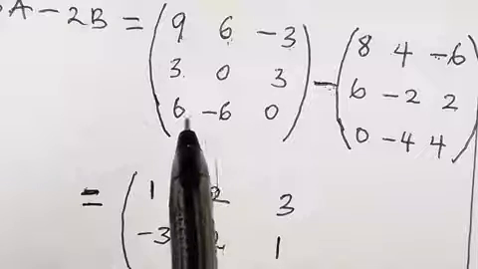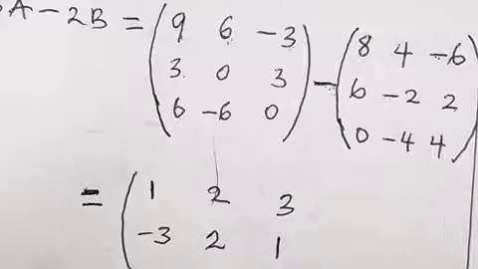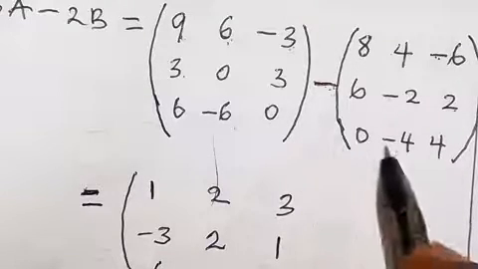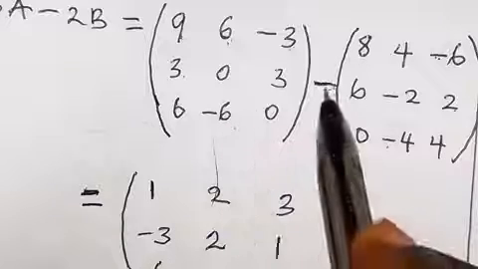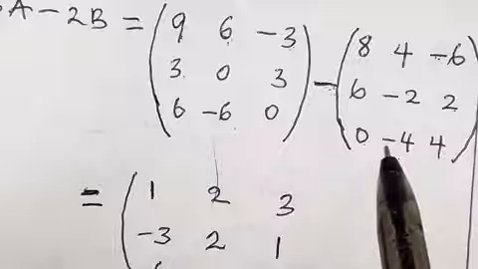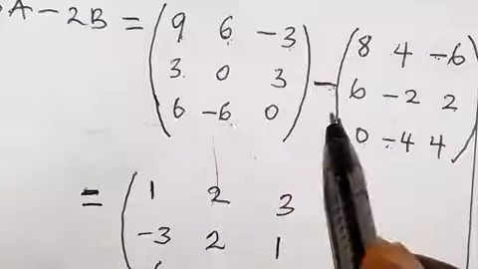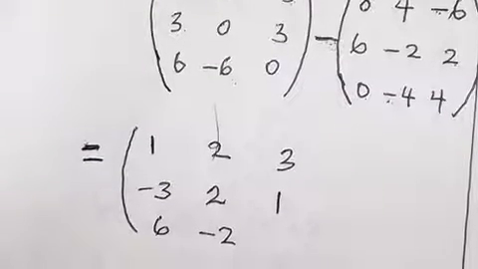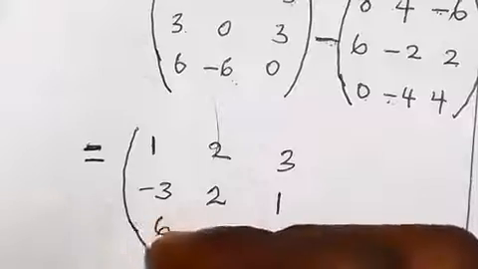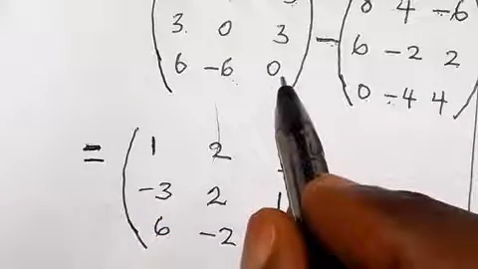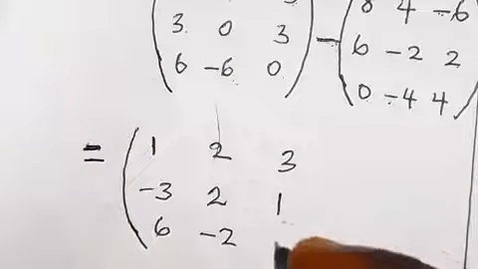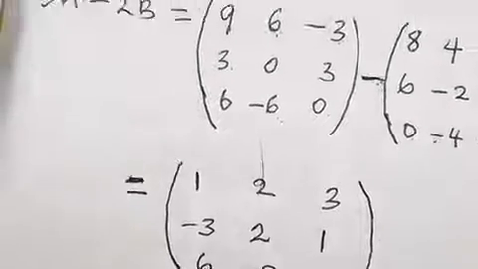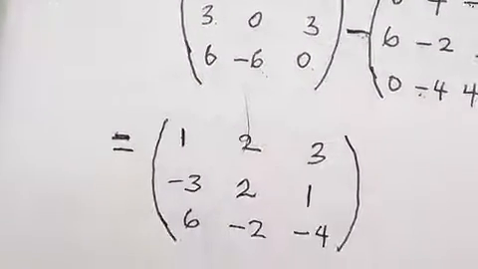Then the third row now, 6 minus 0, that's 6. Then we have minus 6 minus 4. So the same thing as minus 6 plus 4, because minus here is plus. Minus 6 plus 4 will give us minus 2. And then the last one, 0 minus 4, that's minus 4. That is the result of our 3a minus 2b. We have answered the first question.